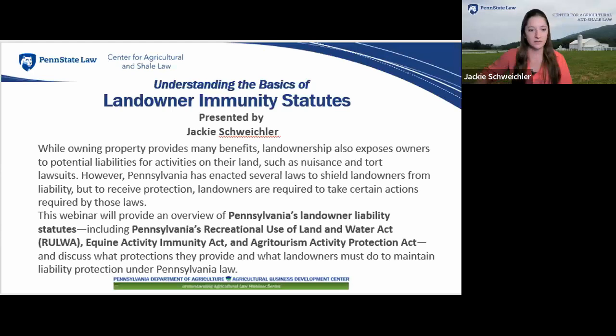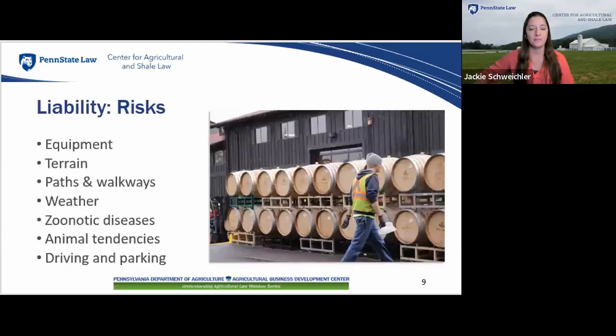Thank you, Brooke. I really appreciate that. So I'm going to just jump right in. But before we dive into the liability statutes, I want to lay out the foundation of this topic for anyone who might be new to this concept of landowner immunity statutes.